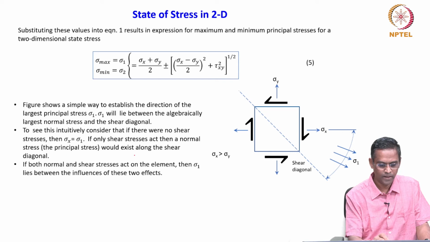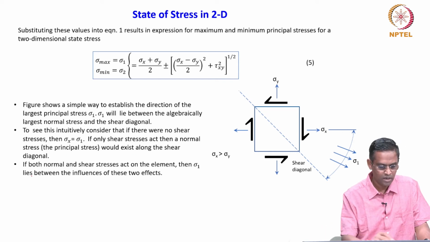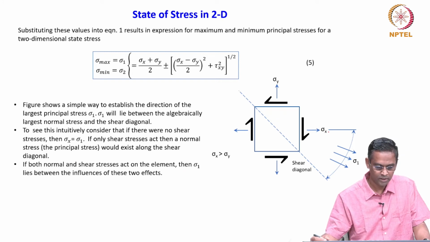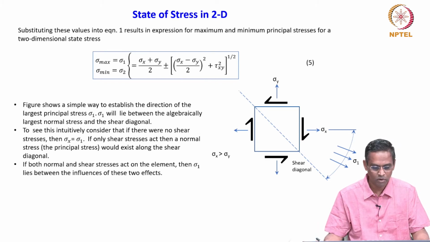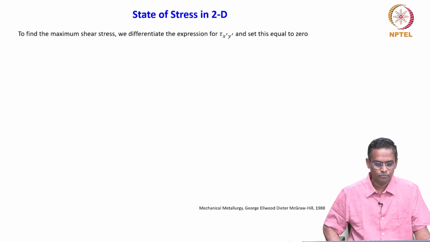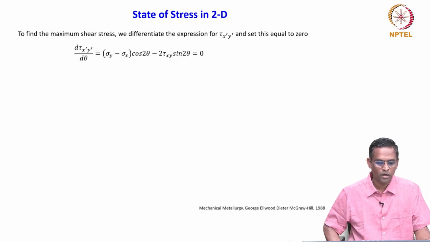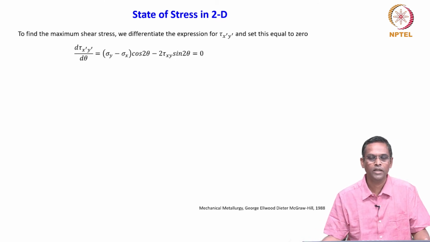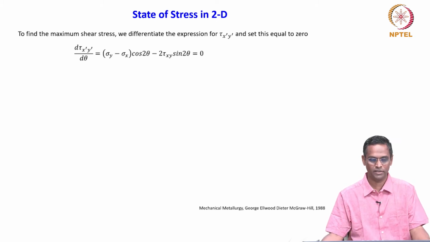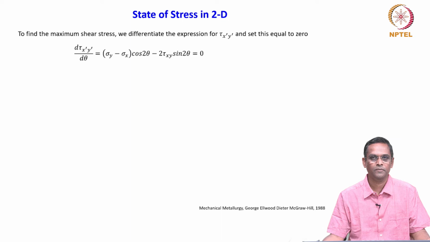Normal to the stress along the shear diagonal. If both normal and shear stress act on this element, then sigma 1 lies between the influences of these two, somewhere here. So this is a nice way of looking at where sigma 1 will be. And we are interested in maximum shear stress, right? Especially in theory of yielding, tau max is a very important parameter where the yielding takes place, and we will discuss that in detail in yielding theory and so on.